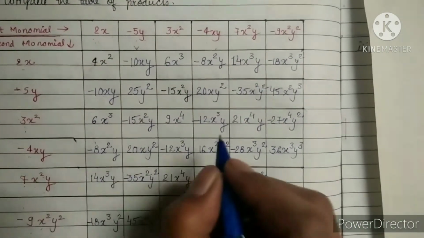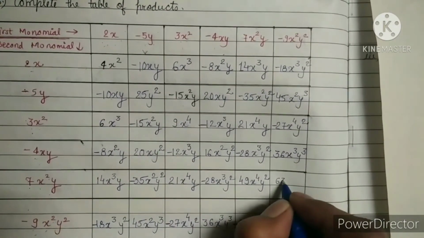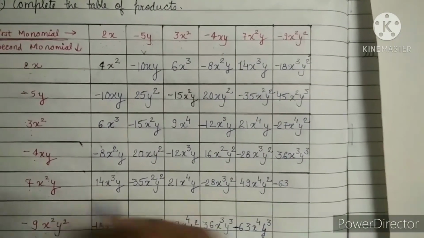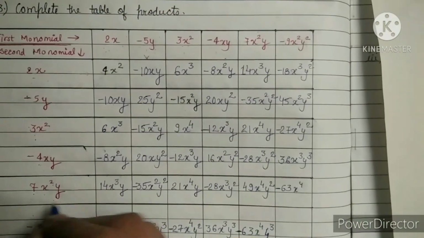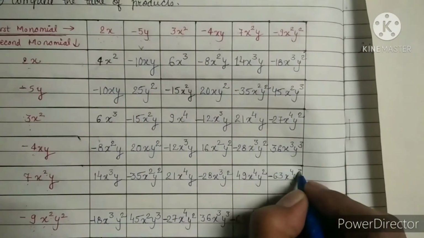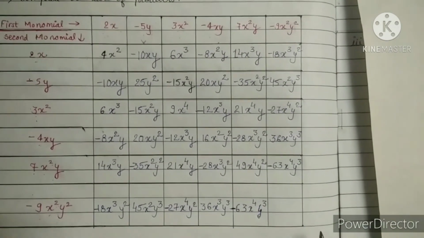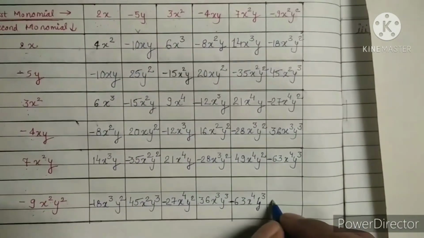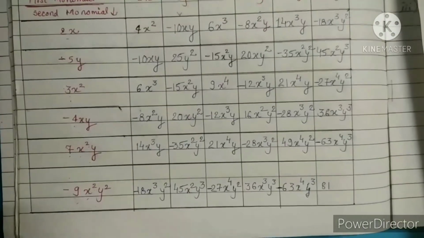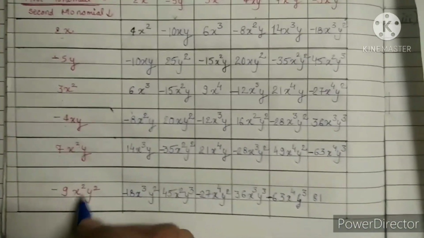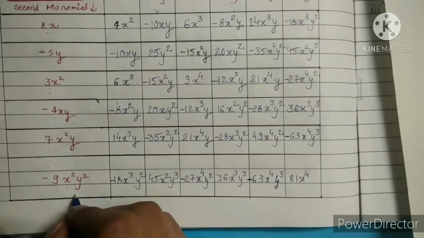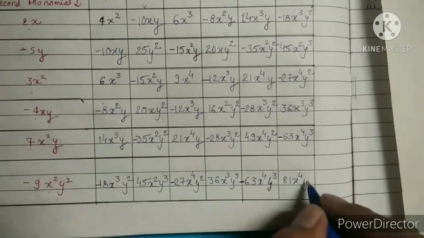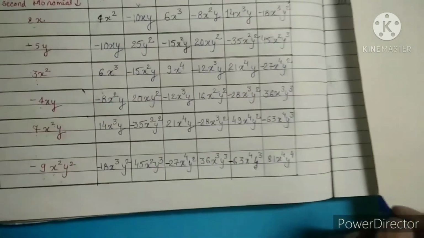Now 7 9s are 63, but how? Negative. X square, x square. So x is to power 4, y into y square, y is to power 3. Now 9 9s are 81, but positive. X square, x square. So here x is to power 4. Y square, y square. So here y is to power 4.